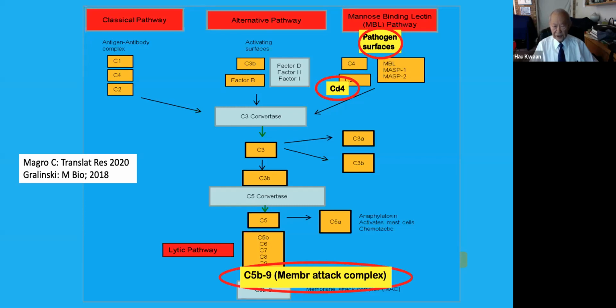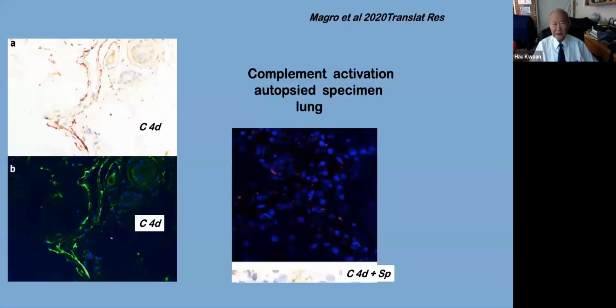This is the way in which the complement system will attack the target cells, and this membrane attack complex damages the cells and causes holes in the membrane. So what happened in COVID-19? I think I just showed some pictures.